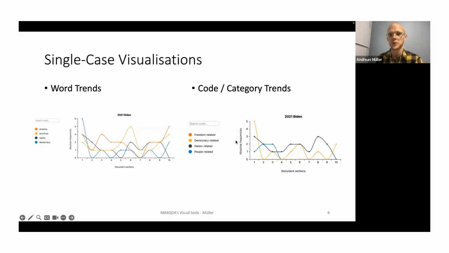And here we see the code trends. So we see, for example, the democracy related codes are common in the beginning, and then it doesn't appear, and in the end it comes up again. Or here nation related codes, we see the dynamic within the documents. All these visualizations aim to actually show us how the dynamic is for one document. What is frequent, what is rare, what is in the beginning, what is in the end. That's what single case visualizations mostly show us.